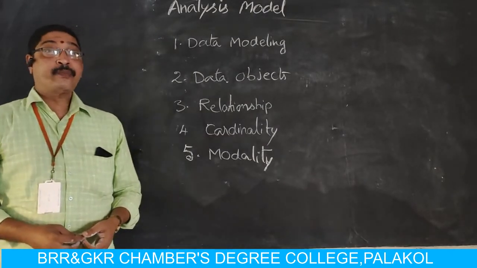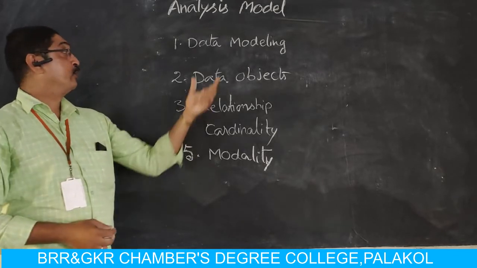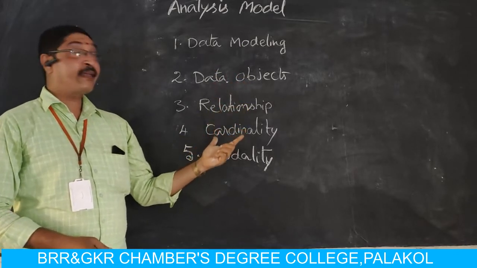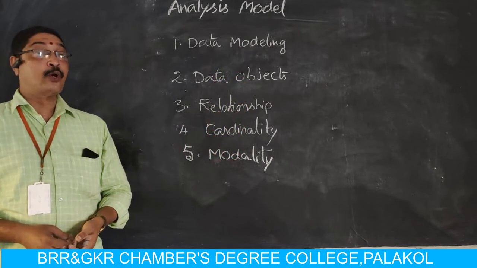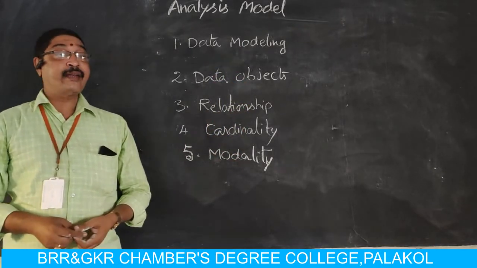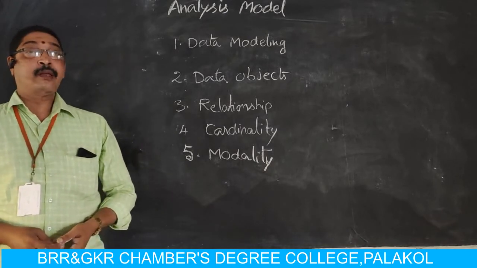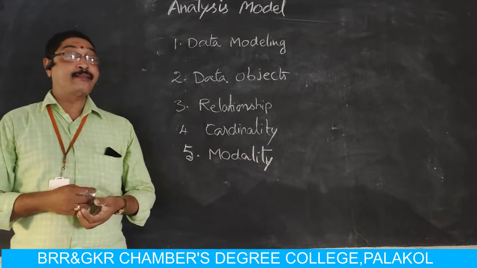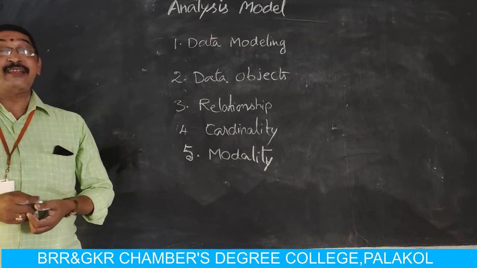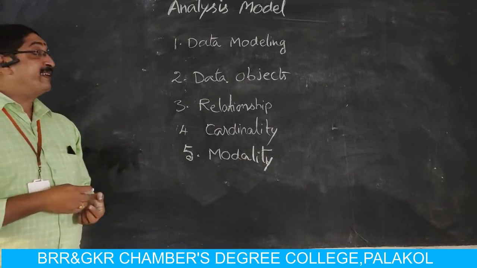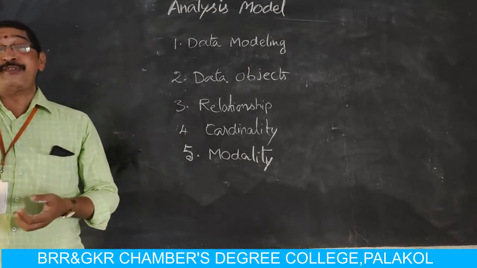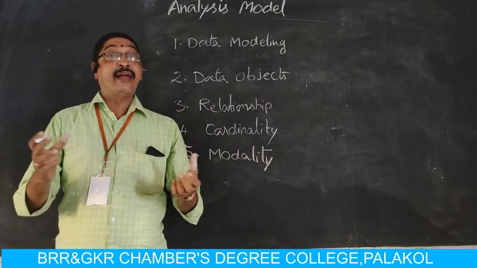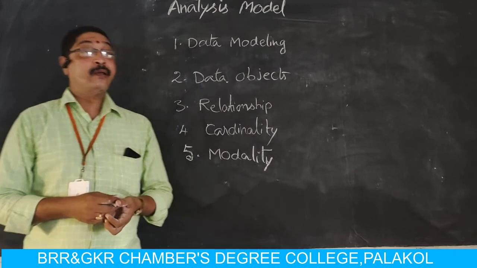And related to analysis modeling, we have to discuss some other terms. Those are data modeling, data objects, relationship, cardinality, and modality. These are the terms we must know. Let us discuss the first one, data modeling. What is data modeling? Analysis modeling starts with data modeling, so data modeling is the first stage in analysis modeling. Here, the software engineer defines all the data objects that the system processes, and the relationships between the objects will be defined. In data modeling, the analyst will identify the objects and the relations between those objects also. That is called data modeling.